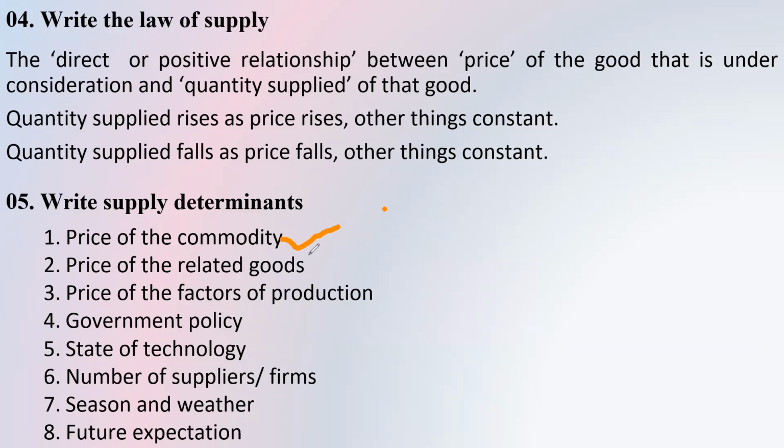Therefore, the law of supply. What does the law of supply examine? The law of supply examines the relationship between the price and the quantity supplied, when other things are constant. There is a positive relationship between price and quantity. When price increases, quantity supplied also increases. That is identified as a positive relationship.